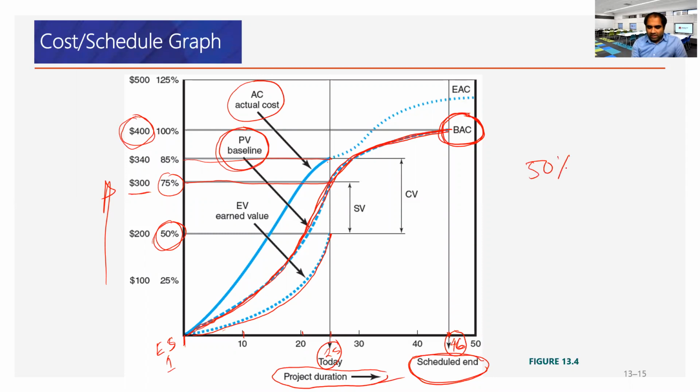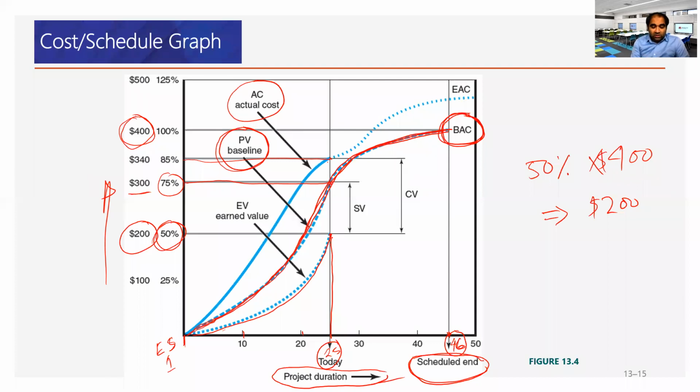50% completed times initial budget of 400K should give us 200K, or 200 if we don't use the 1,000. So this is the earned value of the work completed so far after finishing day 25. The plan was to finish 75%, but we finished 50%, which has the earned value of 200,000, right?